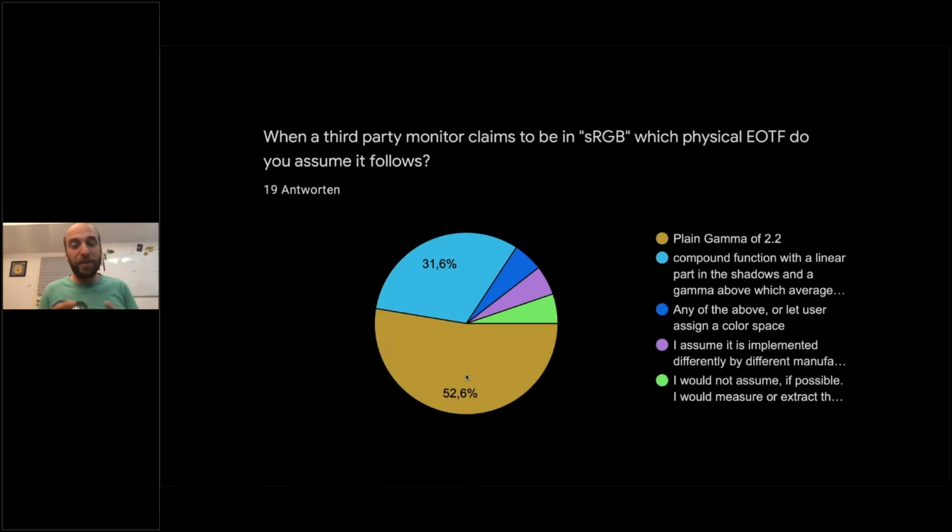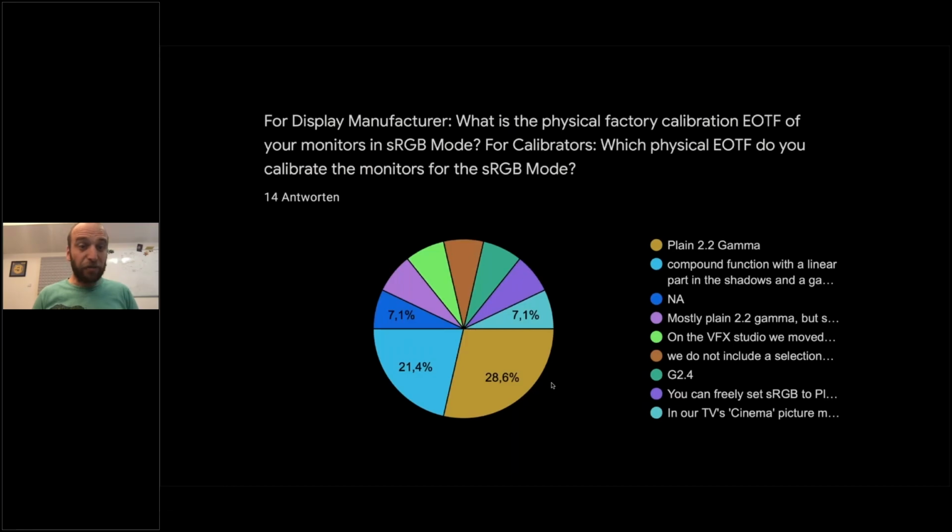Okay, so most of them are aware that there are differences, but I would say the majority is expecting a third-party black box monitor to follow a 2.2 power law. Okay, for display manufacturers, what is the physical factory calibration EOTF of your monitors in sRGB mode? For calibrators, which physical EOTF do you calibrate the monitors for the sRGB mode? That means, if you can control the monitor because you either build it or you calibrate it, what are you doing?